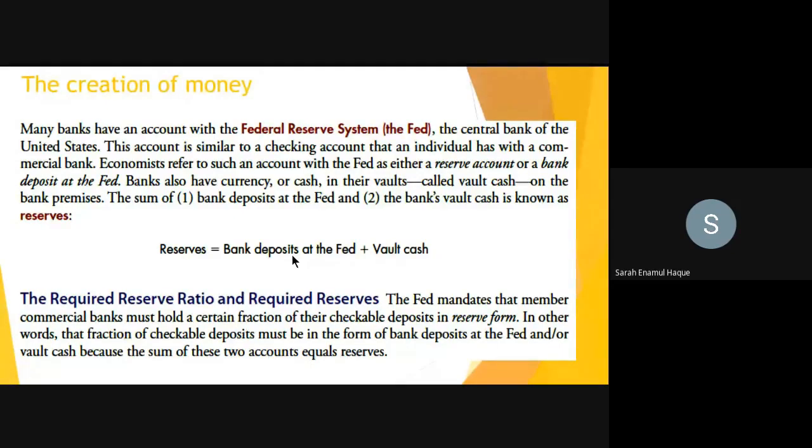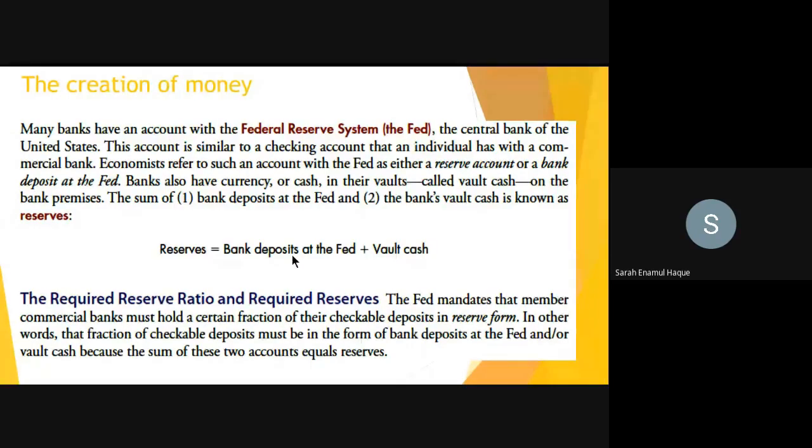The required reserve ratio and the required reserves. Now the thing is, the central bank asks these commercial banks to keep in the bank deposits a certain fraction of their checkable deposits.